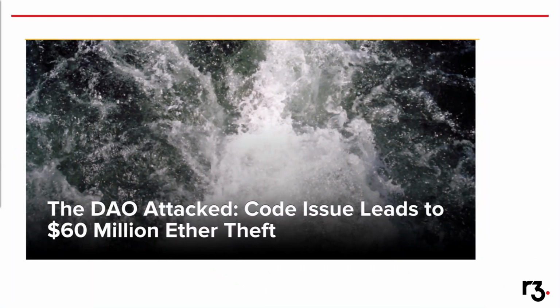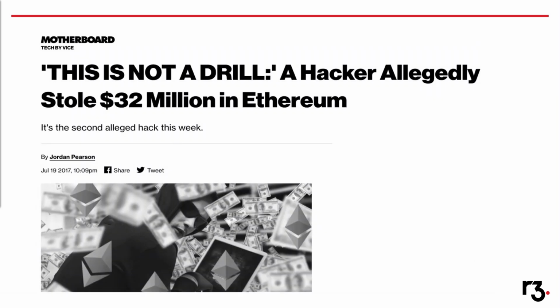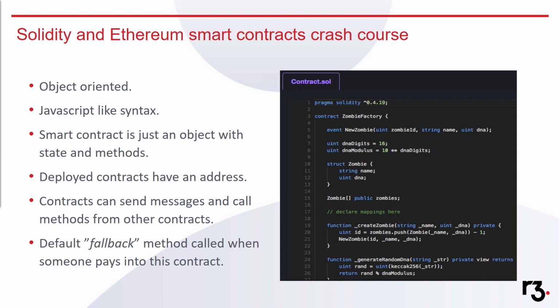So we've all seen headlines like this in the past few years. $60 million theft, $32 million theft. Now, this being DevDay, let's look at a few of these hacks so we understand what can happen out there. And first, let's start with a crash course in Solidity and Ethereum. So it's very few things you need to know.